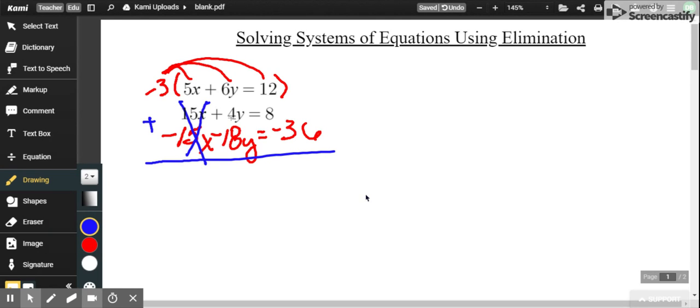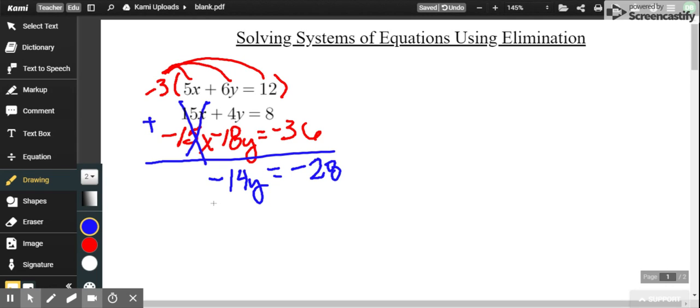I have a positive 4, and I'm subtracting 18. So that's going to leave me with a negative 14y, right? Equals, on this side, I have a positive 8 and a negative 36. So I'm left with a negative 28.